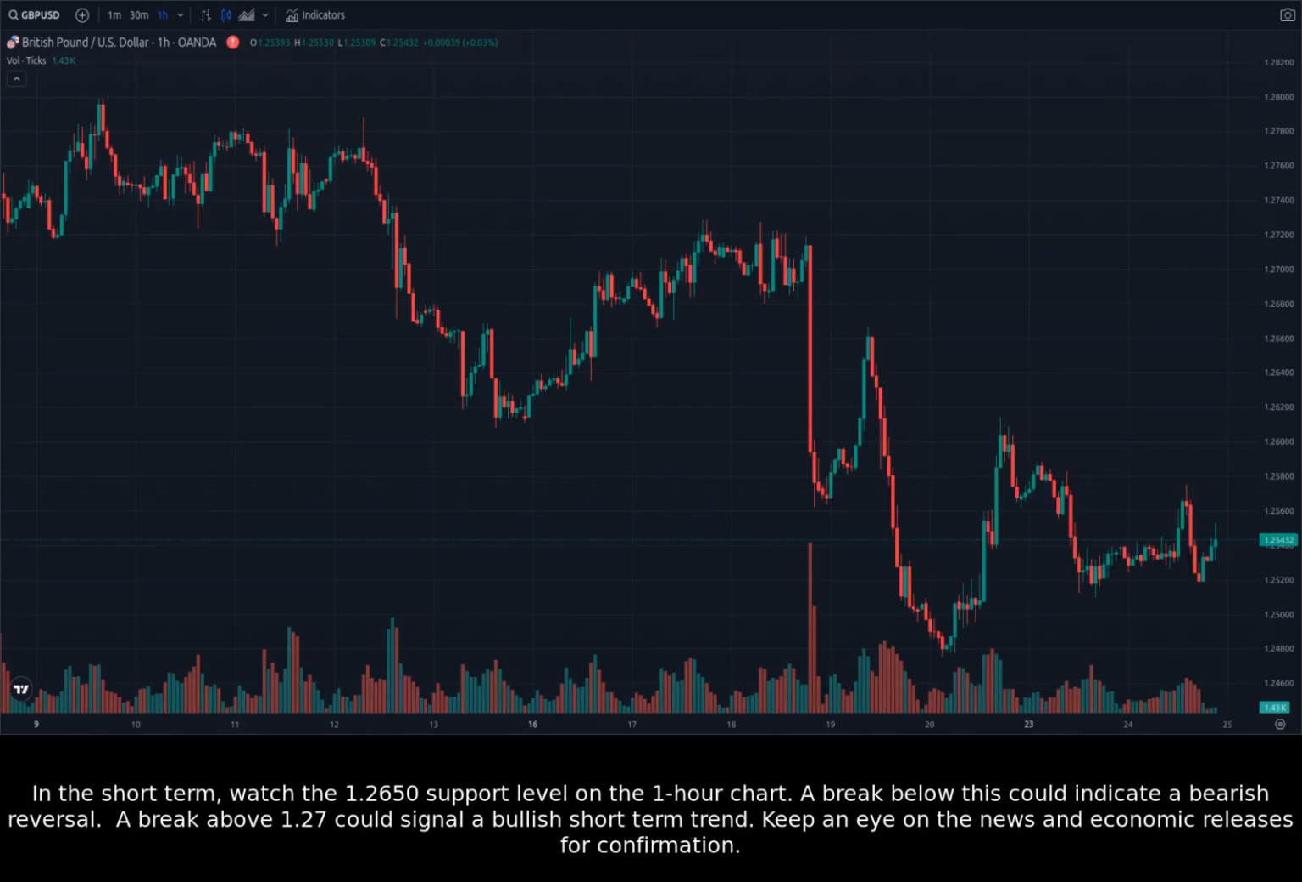In the short term, watch the 1.2650 support level on the 1-hour chart. A break below this could indicate a bearish reversal. A break above 1.27 could signal a bullish short-term trend. Keep an eye on the news and economic releases for confirmation.